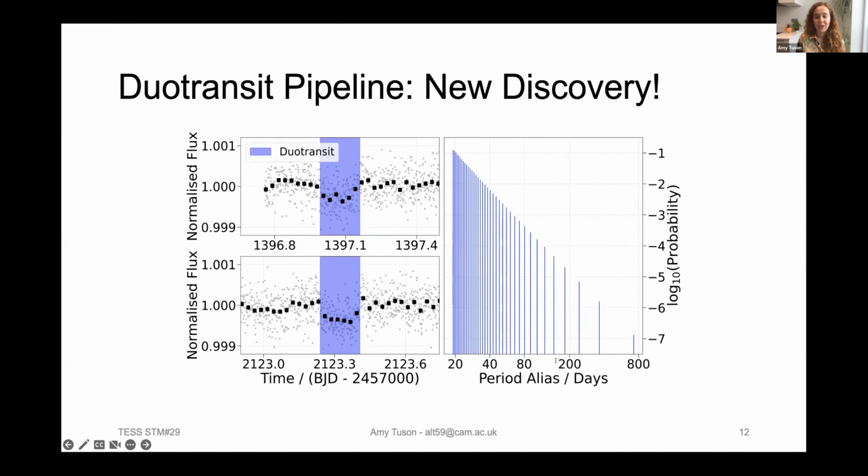So for example, here is one of these new discoveries. So on the left, you can see the TESS light curve from the primary and extended mission, and the pipeline detection is highlighted in blue. And then on the right, we have that set of period aliases. So this particular detection has a transit depth of about 400 parts per million. So this is one of the shallowest geotransits that we found so far.